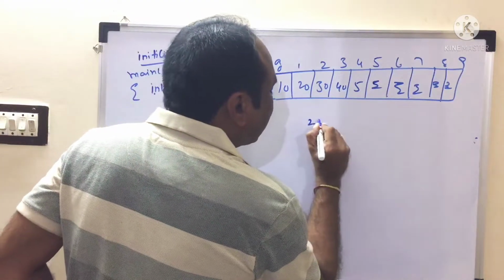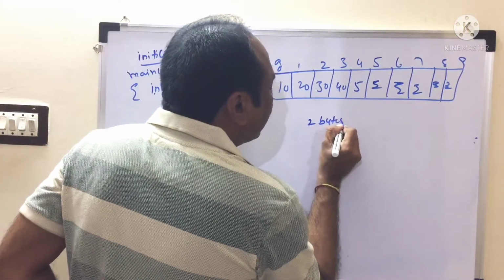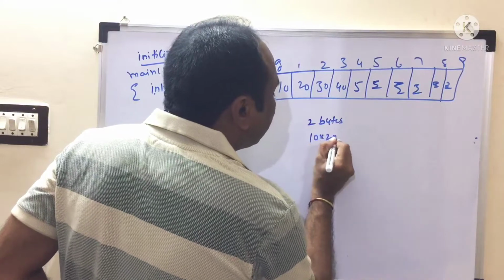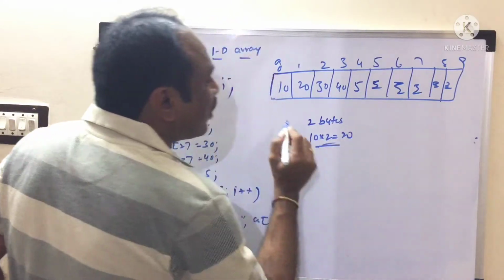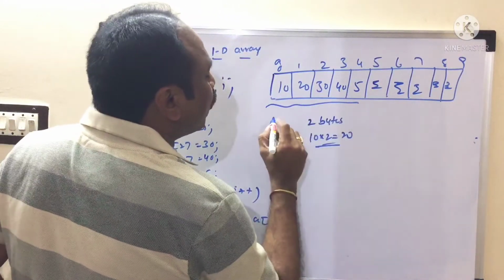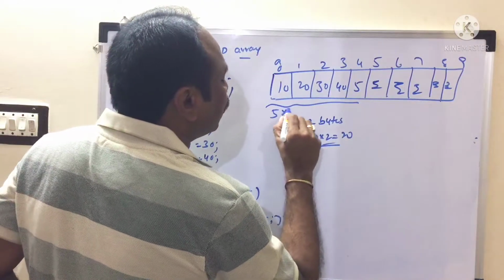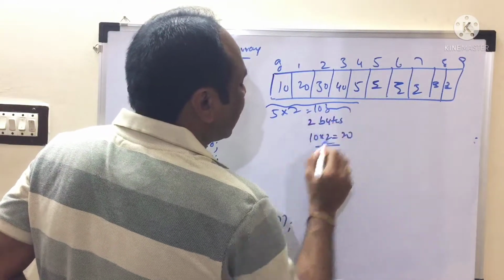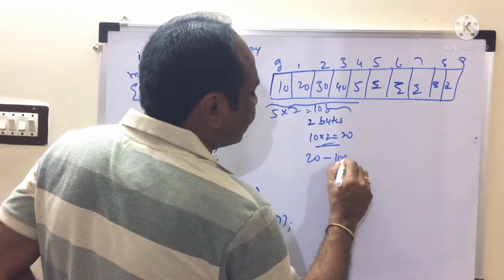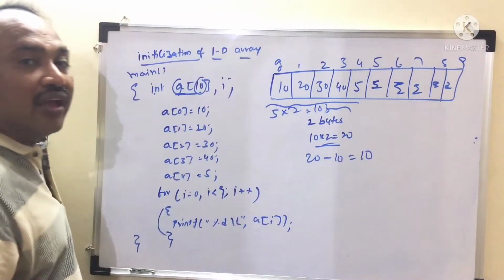To store one integer value, we require 2 bytes. 10 integers means 10 into 2, how many bytes? 20 bytes. But how many values am I storing? Only 5 values. 5 into 2, 10 bytes I am using. Remaining 20 minus 10, 10 bytes wastage.